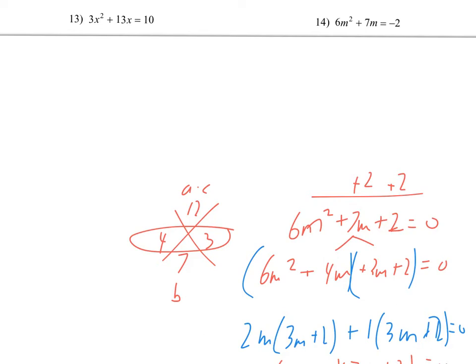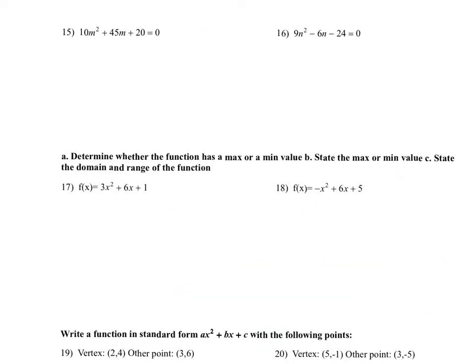So those are my two answers there. All right, next up here, we do have one side equal to 0, and so I can start factoring. I do see a GCF here of 3. So I get 3n squared minus 2n minus 8. And so then I can do my X here.